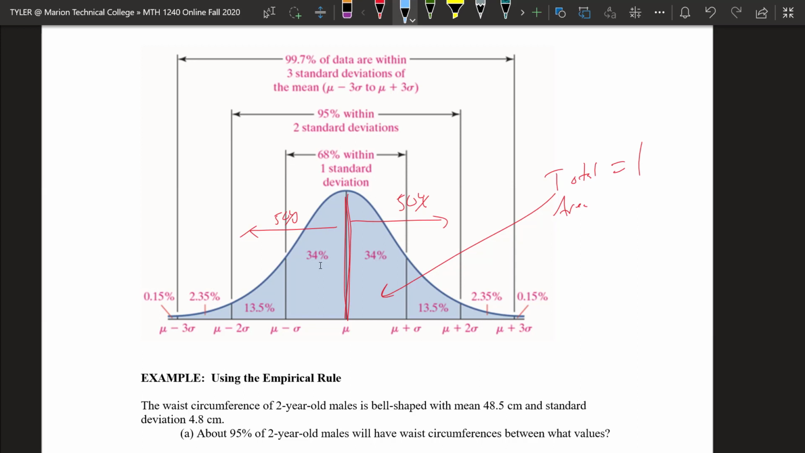Right, so we have that labeled. And then, here to here is 68%. So if I have the mean right in the middle and half is on the left and half is on the right, if I take 68 divided by 2, that's where I get these 34 numbers, right? And then you might be wondering, how do you get these numbers here?